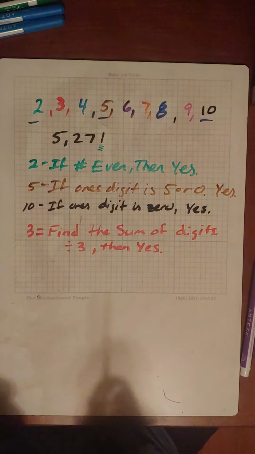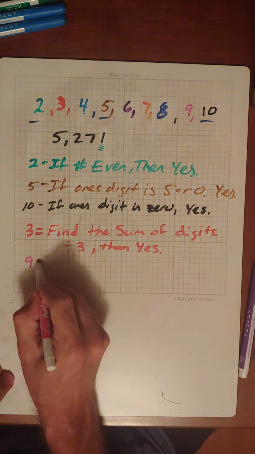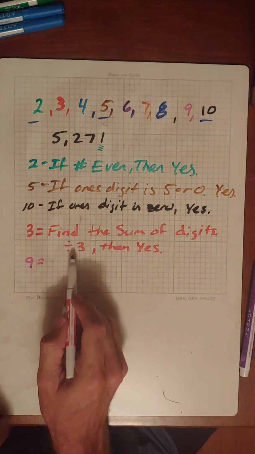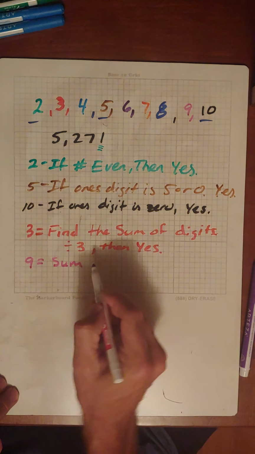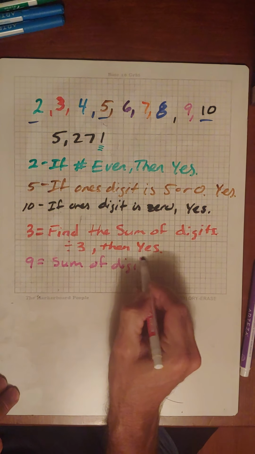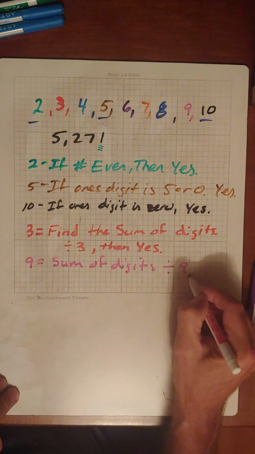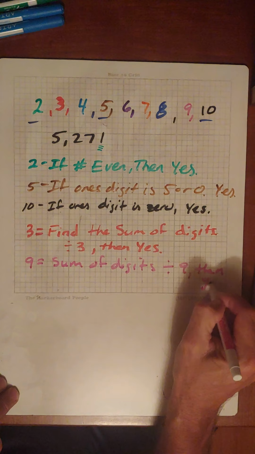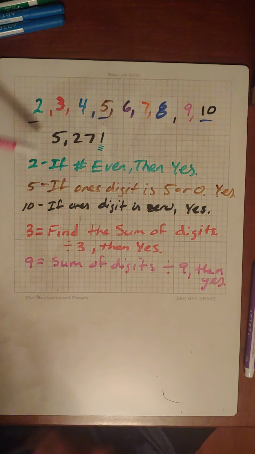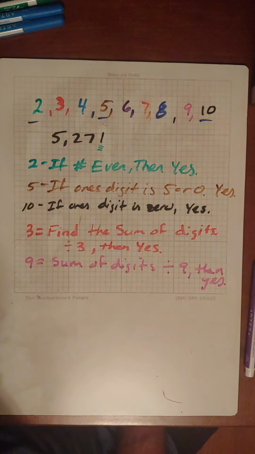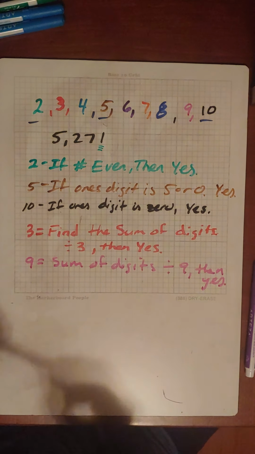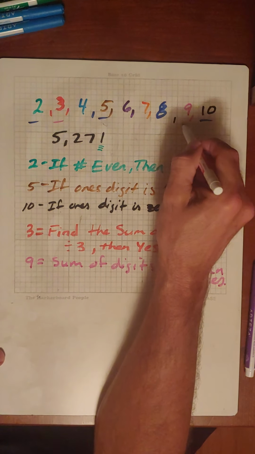The next one is very similar to that, and that's 9. It's the same rule, except the sum of the digits must be divisible by 9, then yes. We just added this one up and it was 15. 15 is not divisible by 9, so this number is not divisible by 9. It is divisible by 3, but it's not divisible by 9. So that's pretty cool.